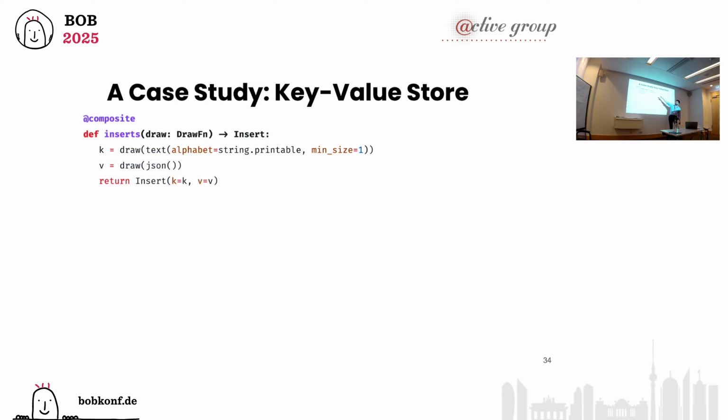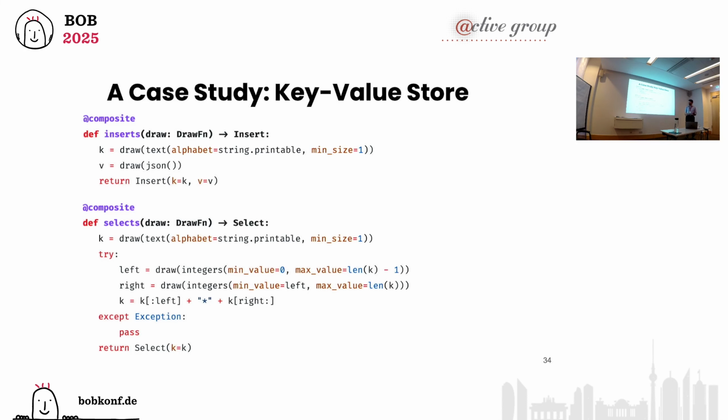The string.printable gives you some string that is printable on the screen, and that is the K. And JSON just recursively builds up a JSON. And this is what select looks like. That is also kind of interesting. So you first create a K, and what I wanted to do is remove some part of this, and add this asterisk that says, okay, anything should be able to come here.